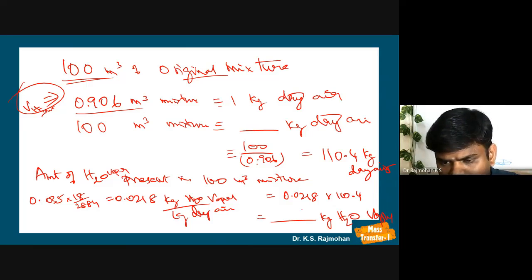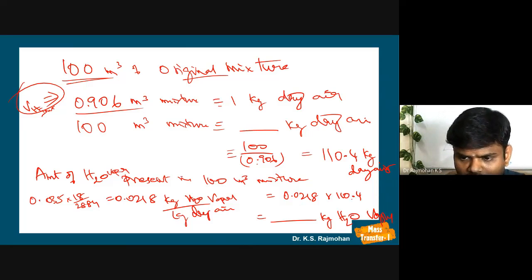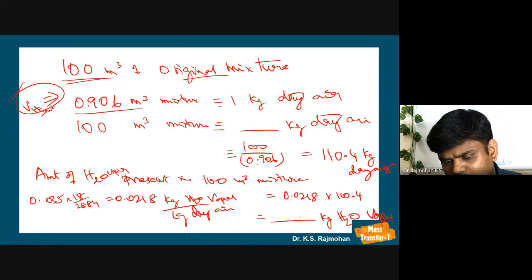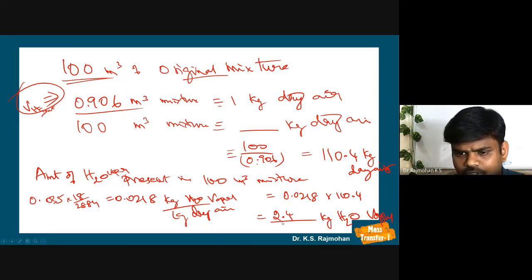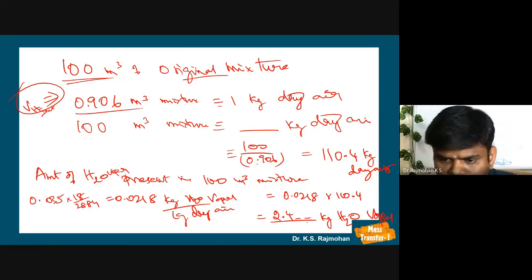Okay, what is the value? Use your calculator. 0.0218 into 110.4 is equal to, you substitute your value, so you will get around 2.3 to 2.5. For example, I am getting 2.422. Okay, so let me say 2.4. Please comment your correct value with 3 digits.